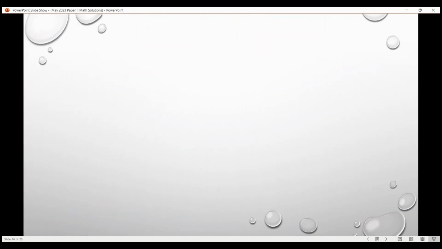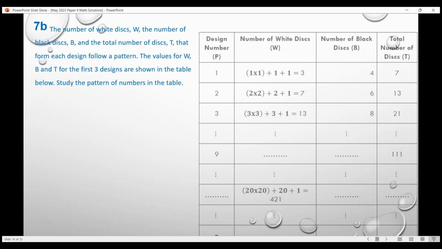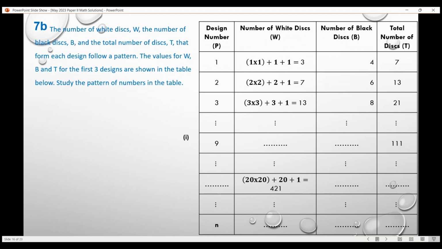Let's now move on to the next part, where it says that the number of white discs is W, the number of black discs is B, and the total number of discs is represented by T. And those form each design which follows a pattern. If we look at the first one, design number 1, the first row, we will see we have 3 white discs and 4 black discs. And if we add it up, we'll get the total, which is 7.